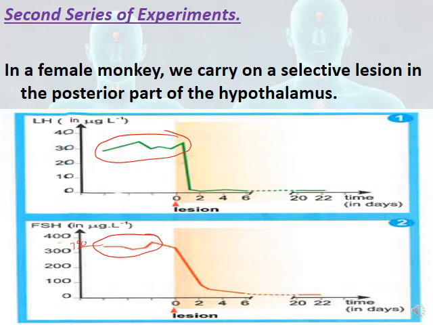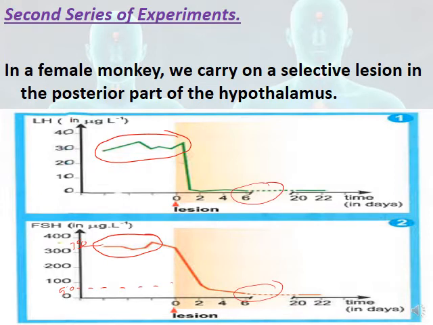Upon the lesion on the posterior part of the hypothalamus, what happens? Between days 0 and 1, we have a fall in the level of LH, from 30 to approximately 0, while we have a decrease in the level of FSH between days 0 and 2, from 350 to approximately 50 microgram per liter. As time proceeds, the level will become null at day 6 in both of them.